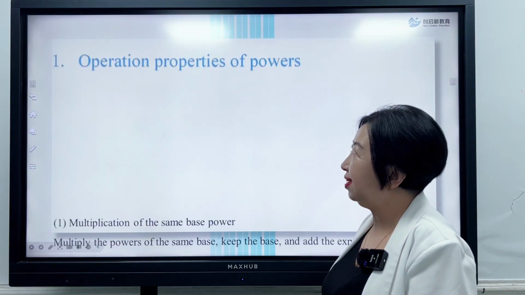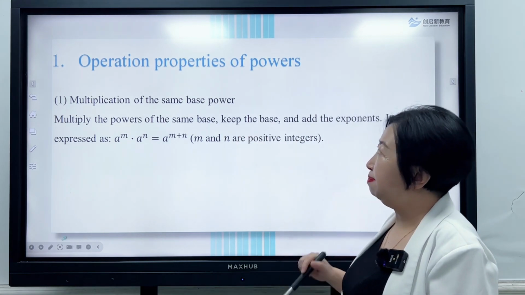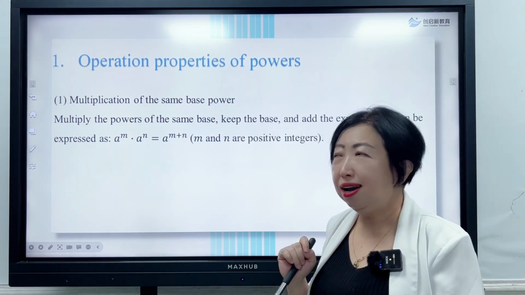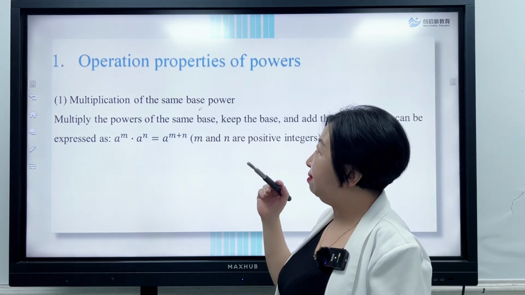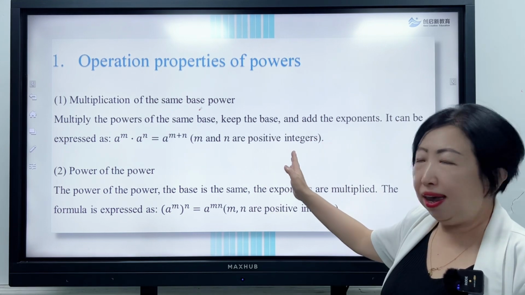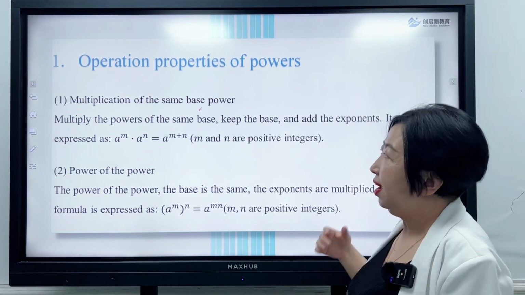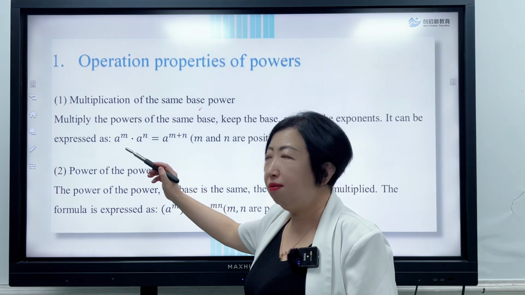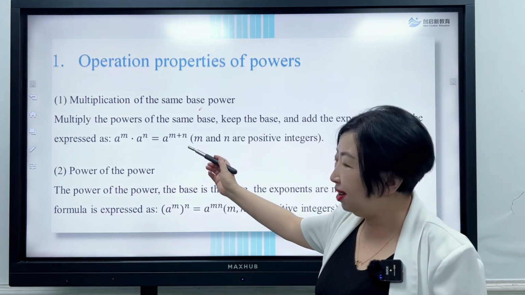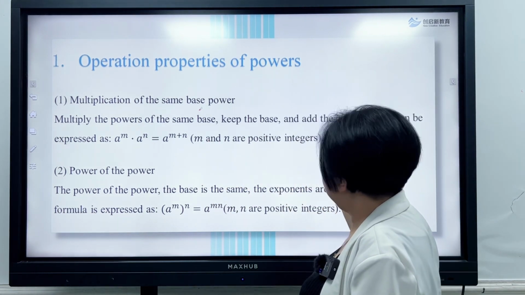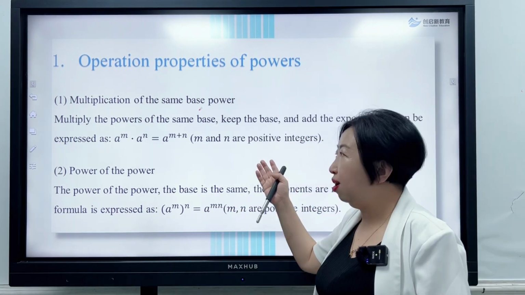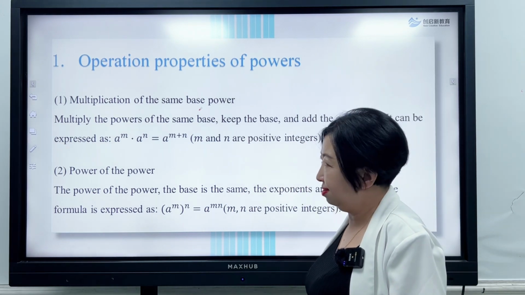The first part is operation properties of power. First, multiplication of the same base power. Multiply the powers of the same base, keep the base, and add the exponents. It can be expressed as: a to the m times a to the n equals a to the power of m plus n. M and n, of course, are positive integers.